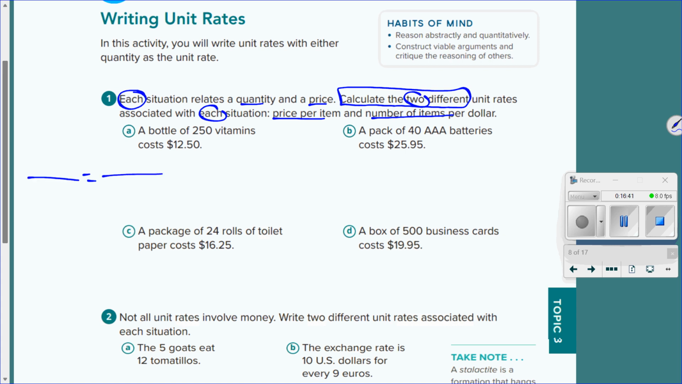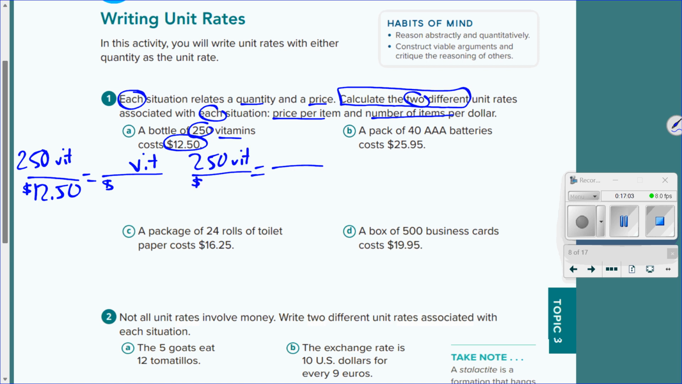I'm going to start with the rate they've given me, 250 vitamins for $12.50. And I can go ahead and put my units on the other side. I'm going to do both, so I'm actually going to set this up twice. 250 vitamins, $12.50, vitamins and dollars. And in one of them, I'm going to 1 vitamin, and in the other one I'm going to $1.